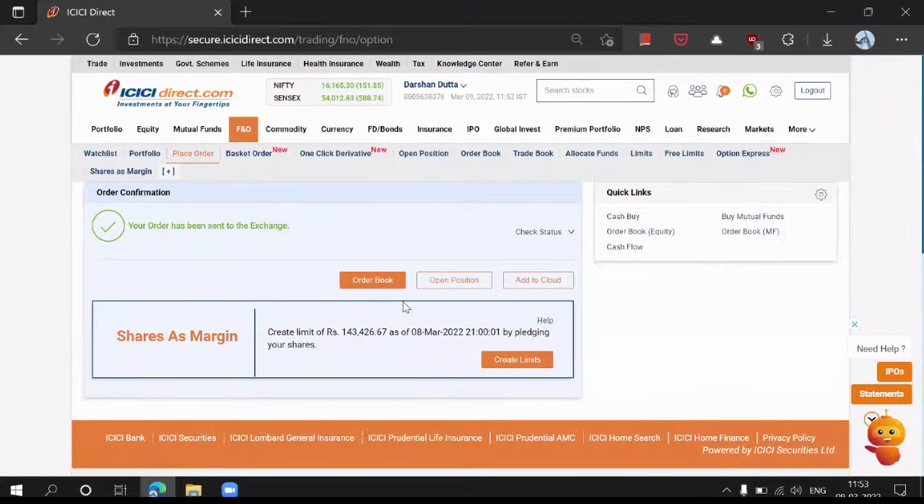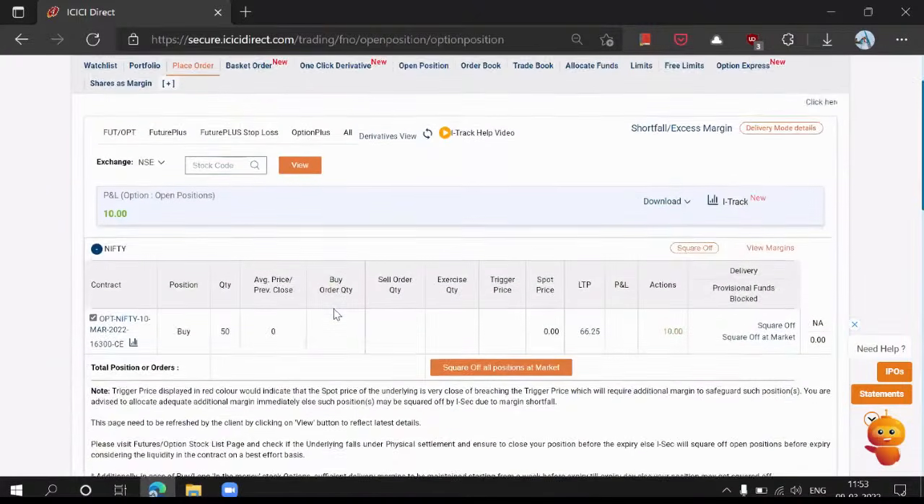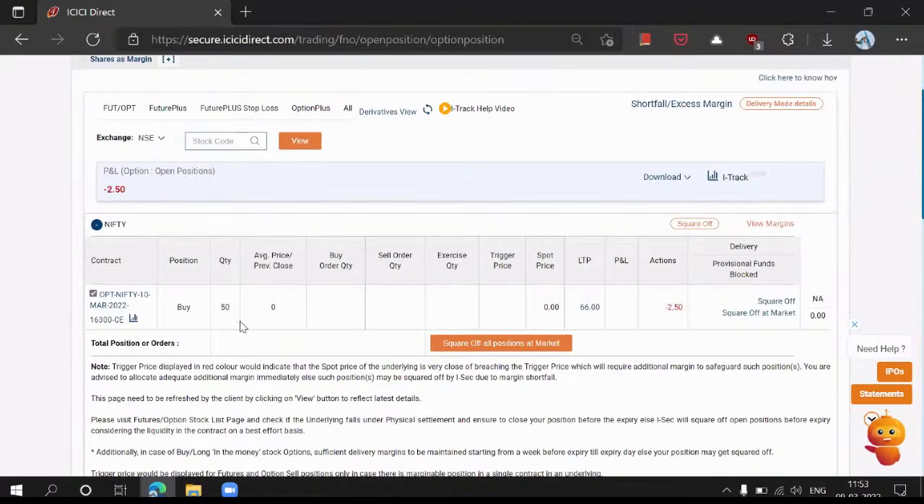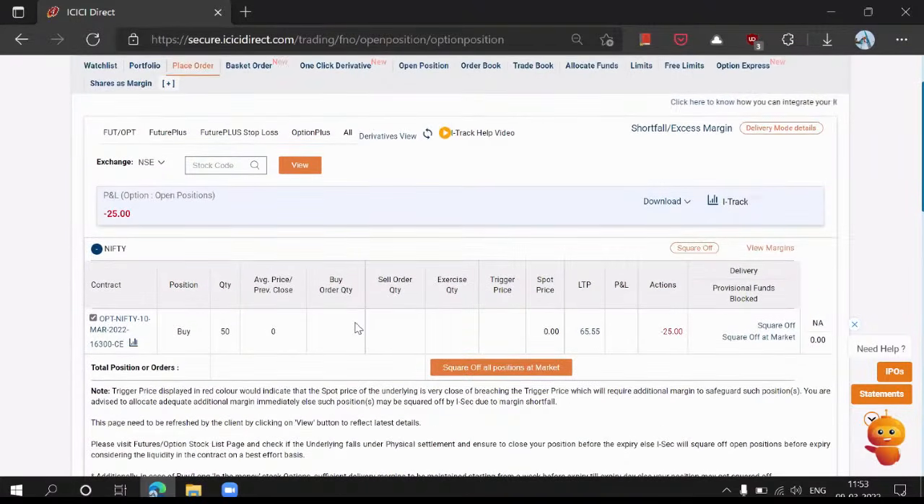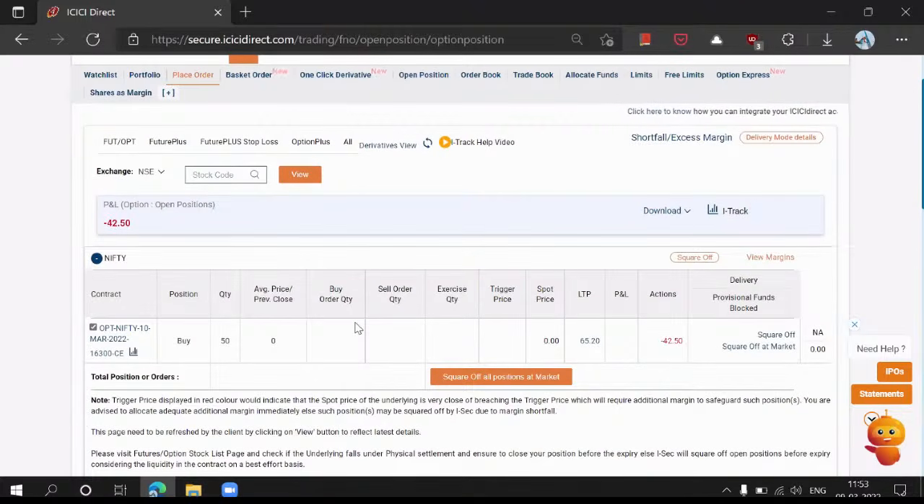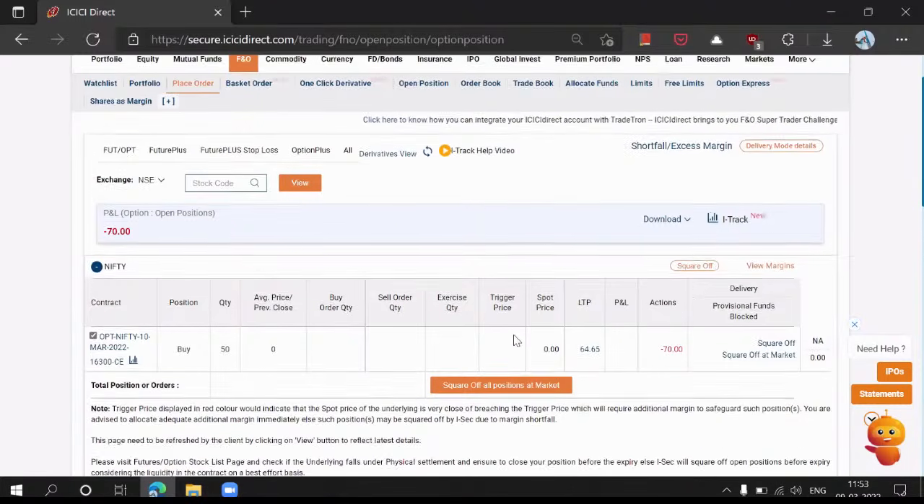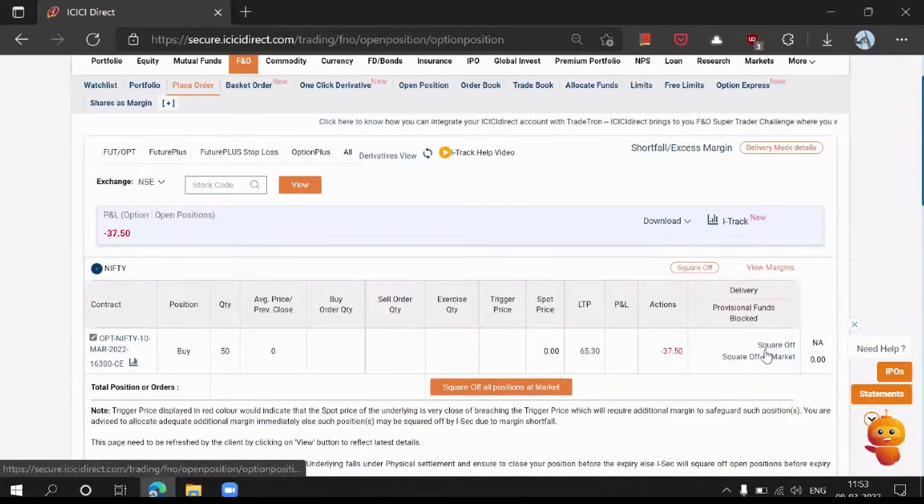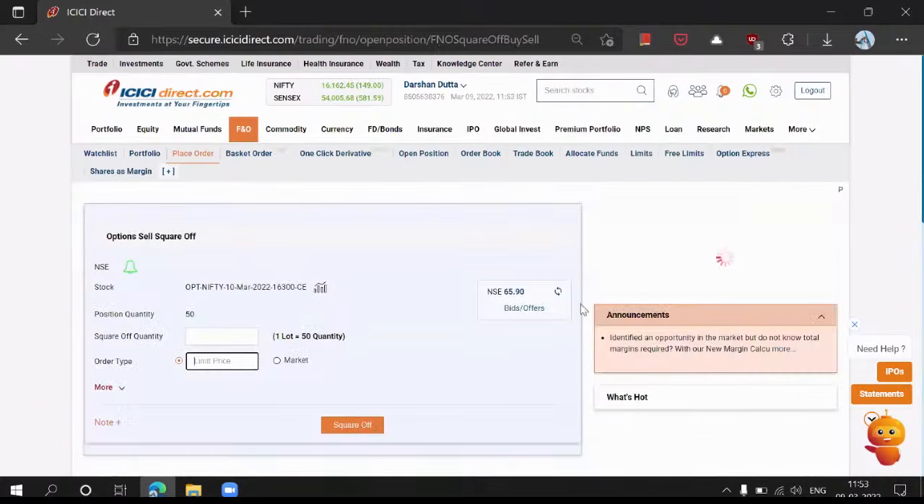So you've done an execution on the trade. You can go to the open position. On the open position, you can see your live PNL, and you can see the contract as well. Now let's say we have to put a stop loss on this trade. It is trading at 65 rupees. To put a stop loss, you just have to click on square off. Not square off at market, just square off.